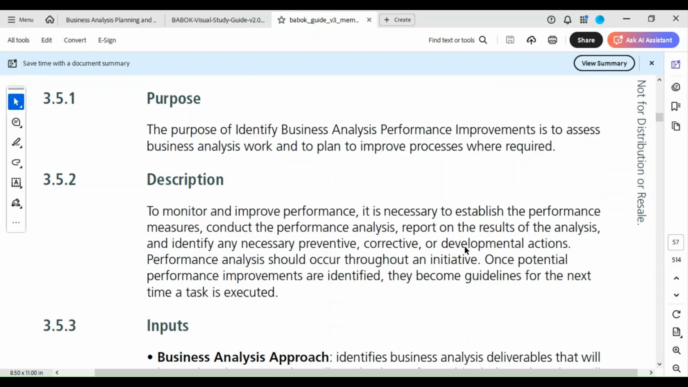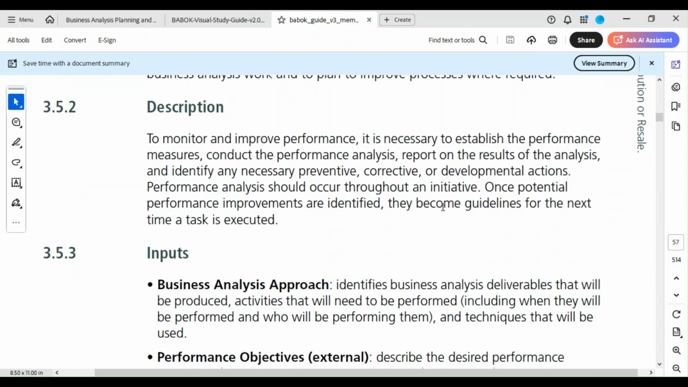Okay. So looking at the description, it tells us that to monitor and improve performance, so you are trying to monitor, you are trying to elevate your performance, it is necessary to establish the performance measure. So for you to monitor and improve your performance, it is good you set the structure, you establish the performance measure. So you set, like, this is the height, this is the standard we want to aim towards.